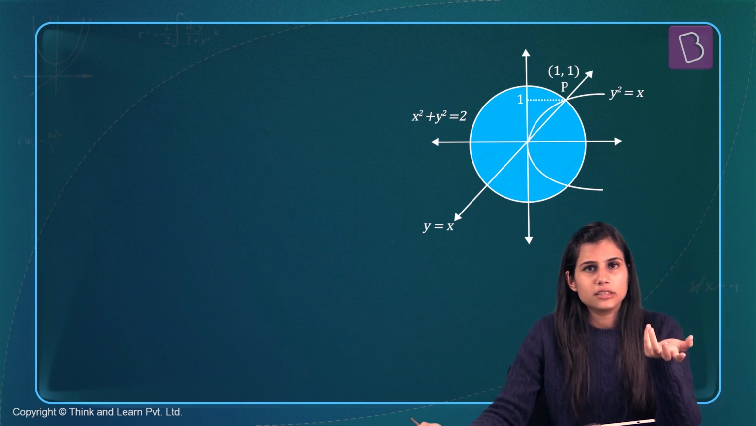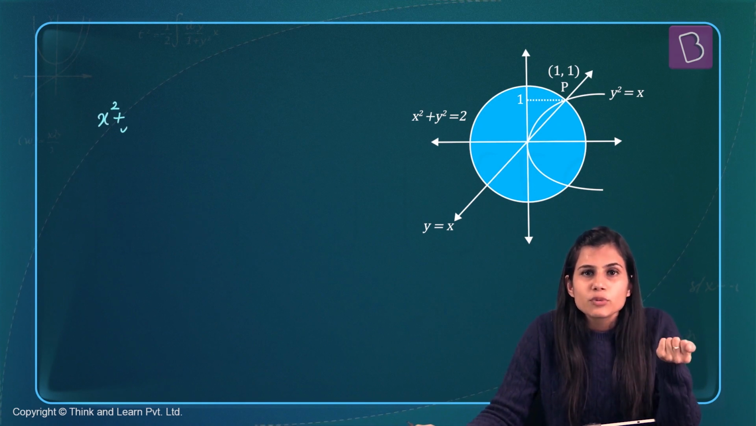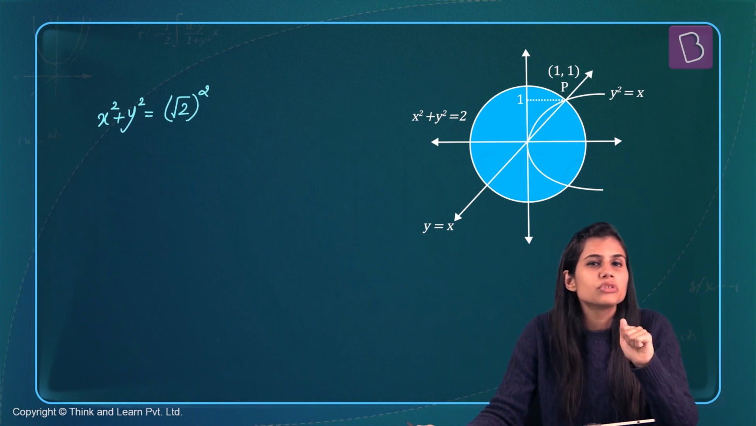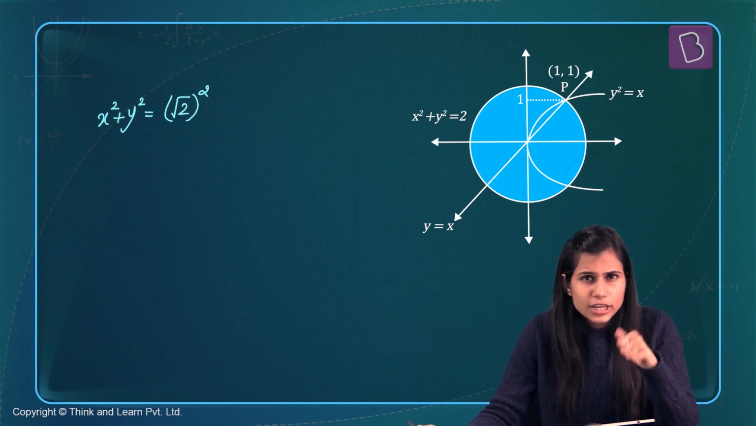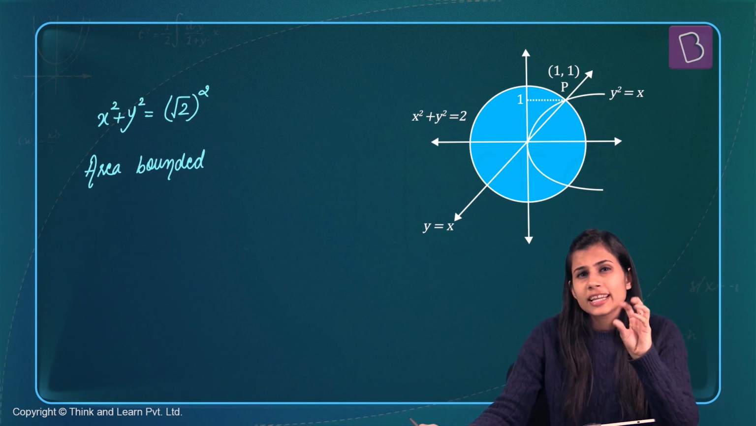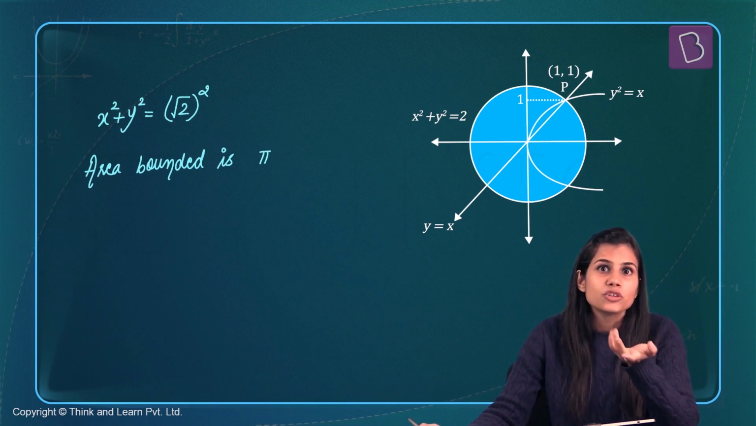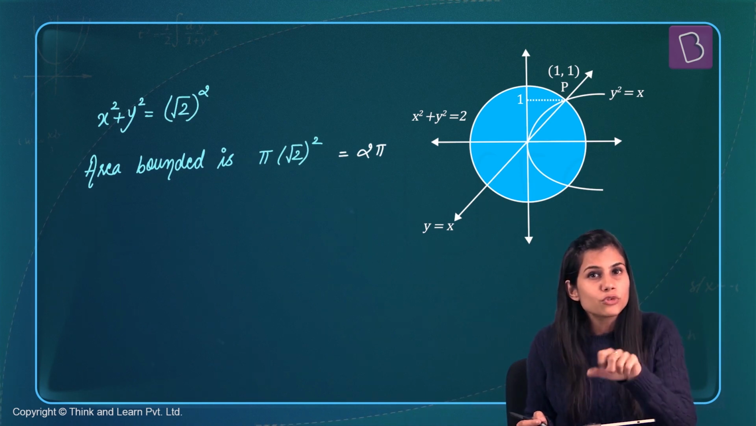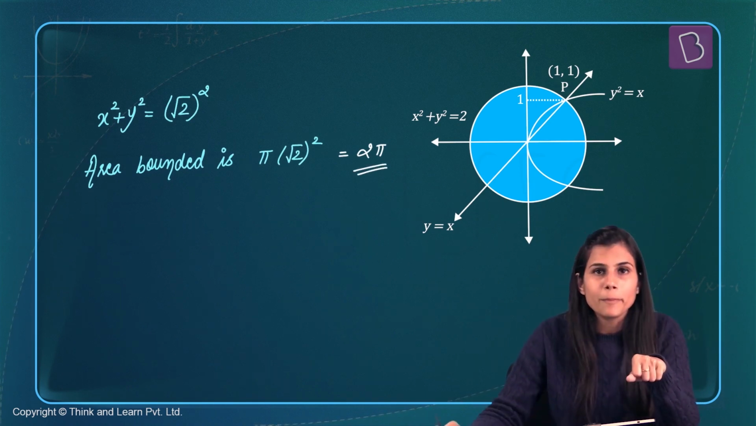Now, area of the circle. Circle is x square plus y square equals 2. That means x square plus y square equals root 2 square, which gives you the radius of the circle to be root 2. So the area of the region enclosed within the circle is what? Pi into radius square, that is pi r square. Your radius is root 2, so pi into root 2 square simply gives you a 2 pi.